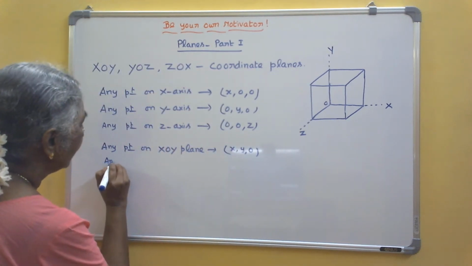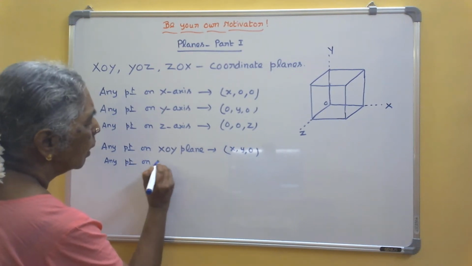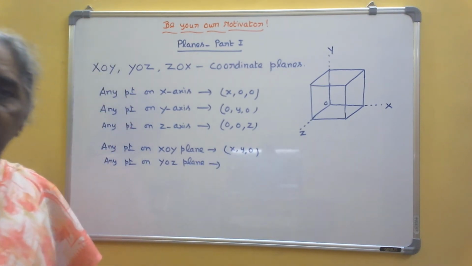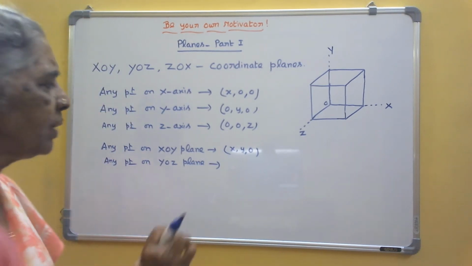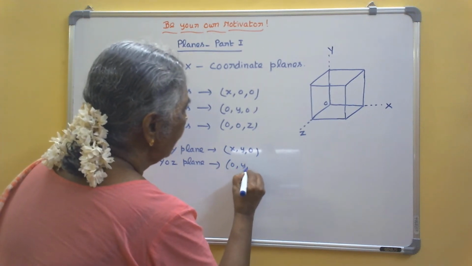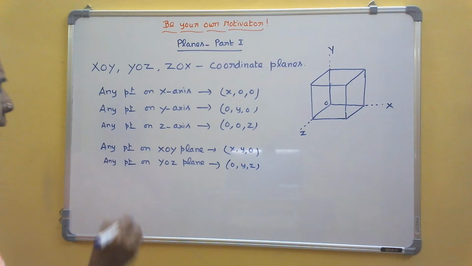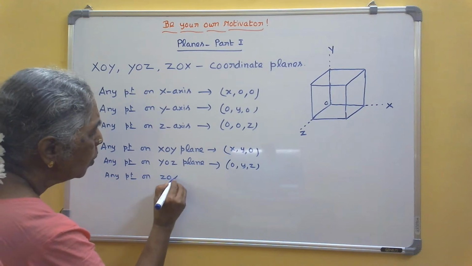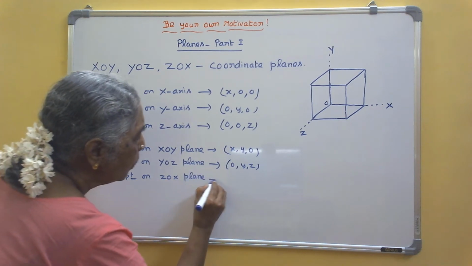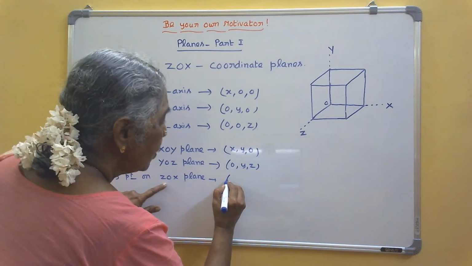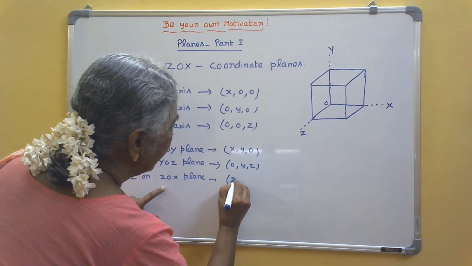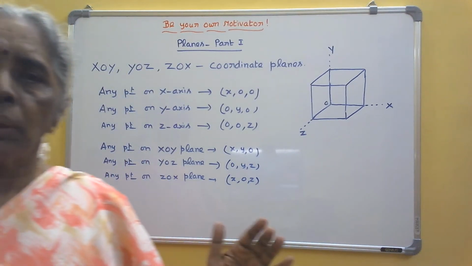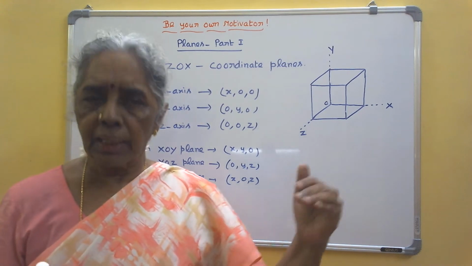Similarly, any point on YOZ plane, that means which letter is not there? X is not there. So that will be 0. So you will get 0 comma y comma z. Any point on ZOX plane, which will be 0 now? Y part, okay? So you will get x comma 0 comma z. Are you clear with these two concepts? Because plane is a new thing for you, let us go a bit slow.